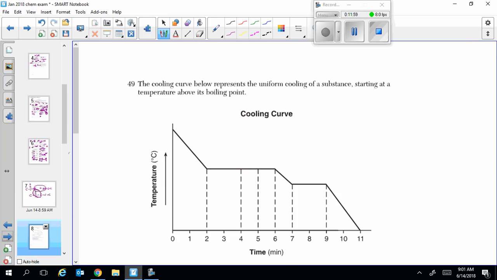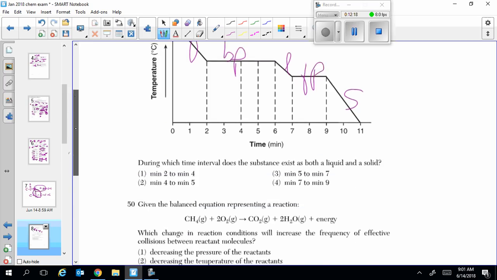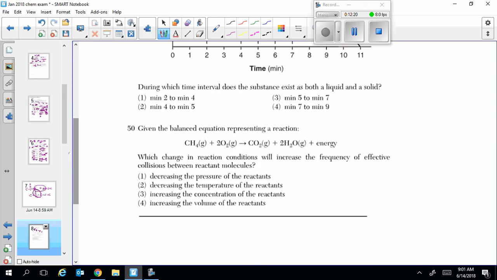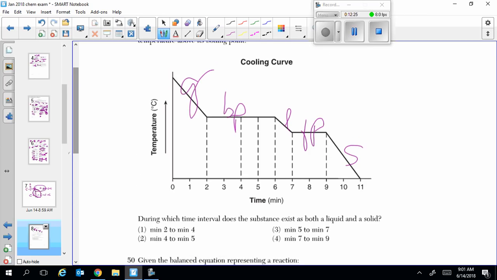The cooling curve represents the uniform cooling of a substance starting at a temperature above the boiling point. So this is going to be my boiling point. This is going to be a gas because I'm above the boiling point. This is going to be a liquid. This is going to be a solid. And this is going to be my freezing point. All right, my question: during which time interval does it exist as both a liquid and a solid? A liquid and a solid would be right here, minutes 7 to 9.